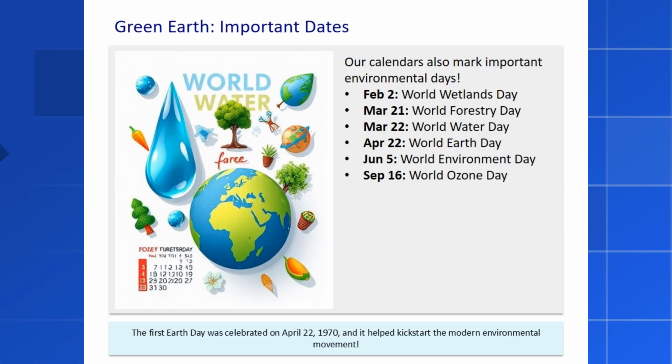Calendars aren't just for history. They also help us remember important dates for our planet. These green Earth dates help us raise awareness and celebrate efforts to protect our environment. For example, February 2nd is World Wetlands Day, March 21st is World Forestry Day, and March 22nd is World Water Day. We celebrate World Earth Day on April 22nd, World Environment Day on June 5th, and World Ozone Day on September 16th. These days remind us to care for our Earth.